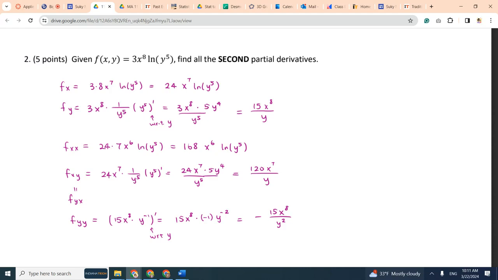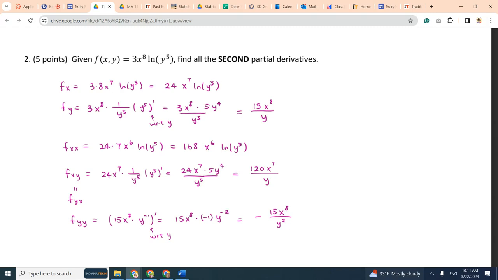Or you can look at fy and take the derivative with respect to x. Then you see the y is like a number, leave it there, and the derivative of x to the 8 is 8 times x to the 7. And 8 times 15 is 120. Right, everybody? So you can do them both ways.